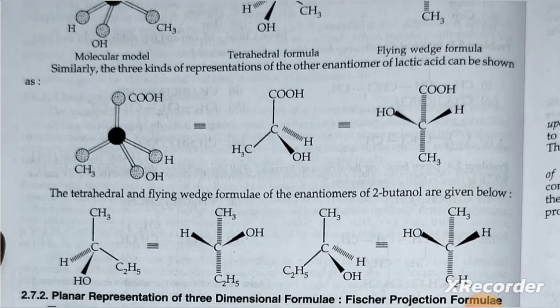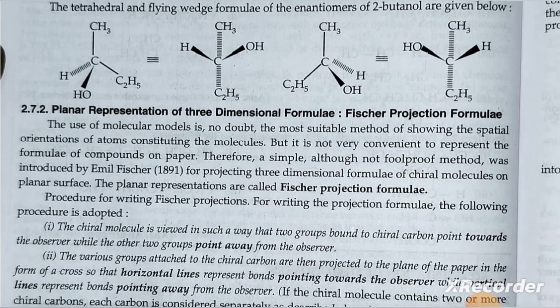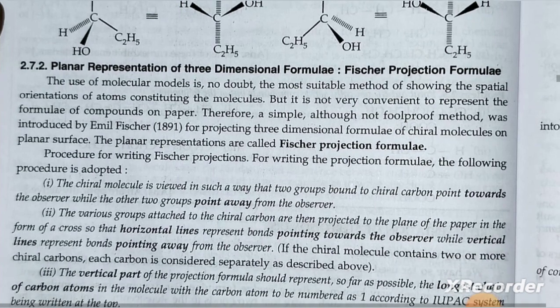Similarly, the three kinds of representation of the other enantiomer of lactic acid can be shown. A tetrahedral and flying wedge formula of the enantiomers of 2-butanol are given below. Second is the planar representation of the three-dimensional formula, the Fischer projection formula.